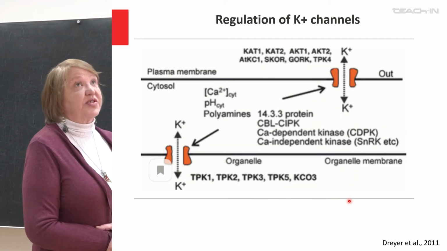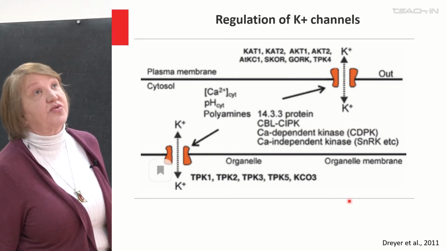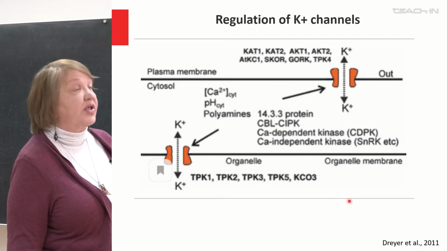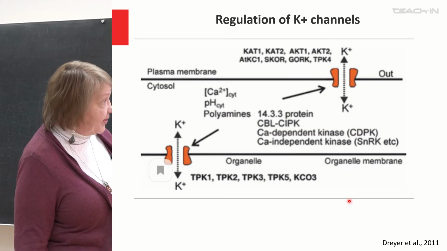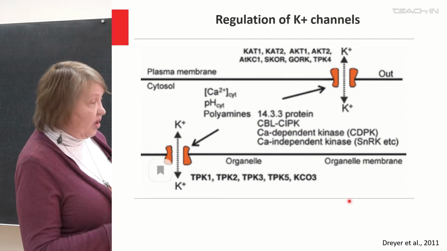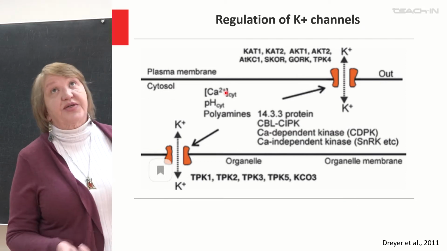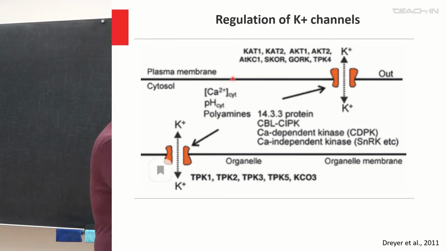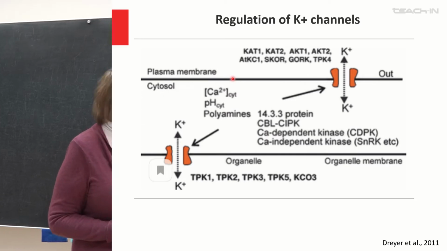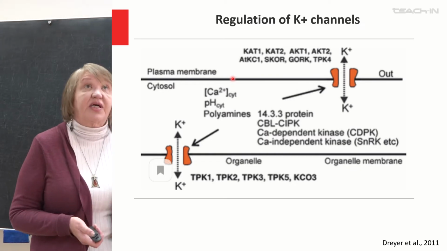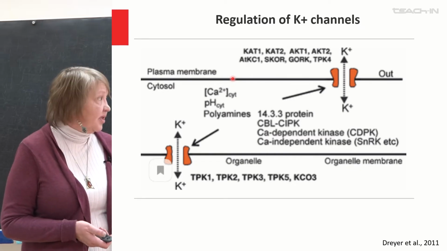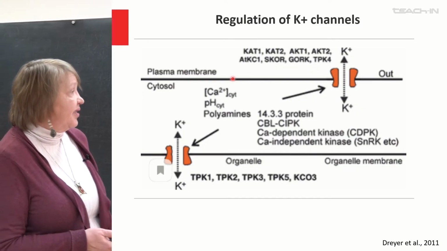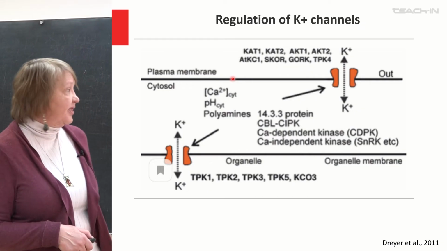So potassium transport is highly important, and so there are many different factors that control and regulate its activity, including cytosolic calcium, cytosolic pH, polyamines, 14-3-3 proteins, and different calcium-dependent proteins, calcium-dependent kinases, calcineurin-dependent kinase, and calcium-independent kinase as well.